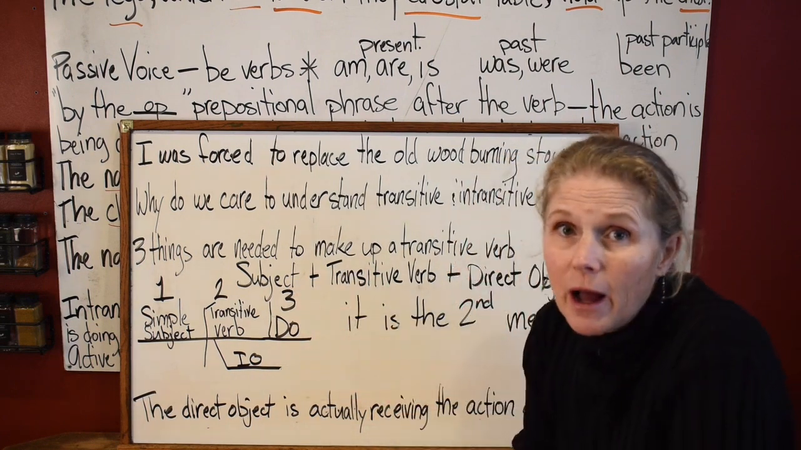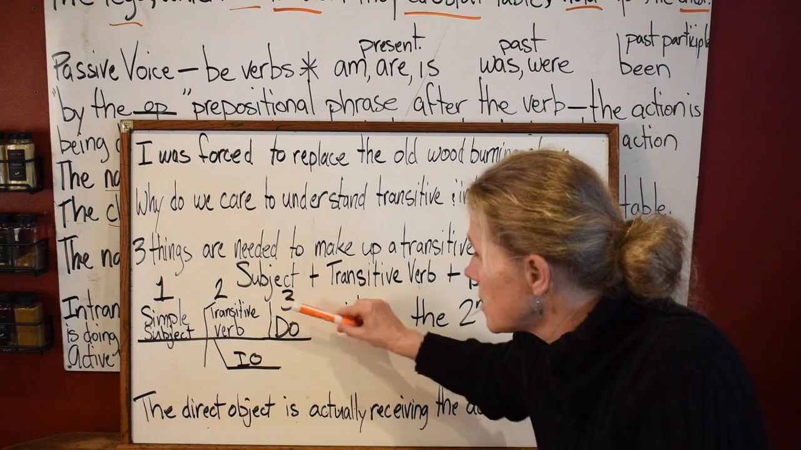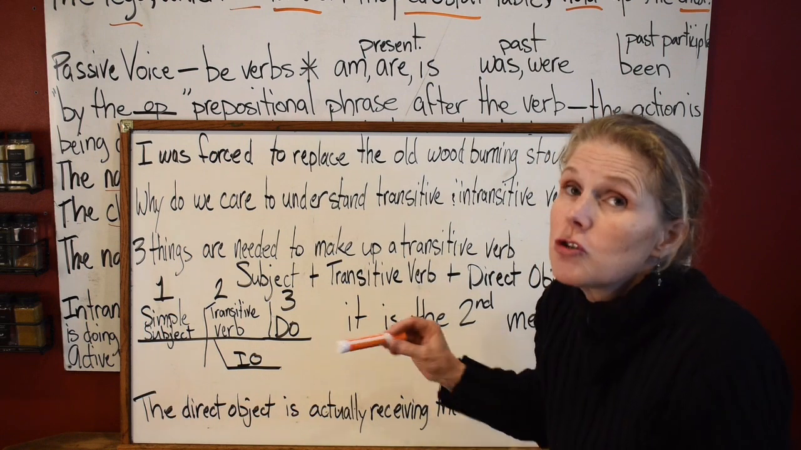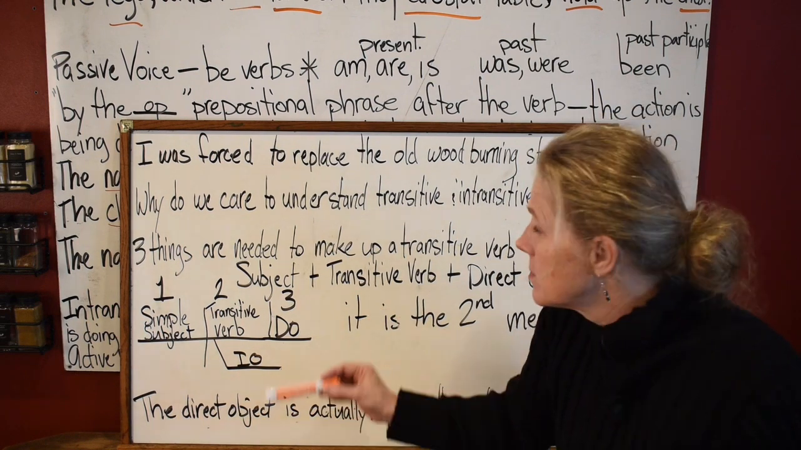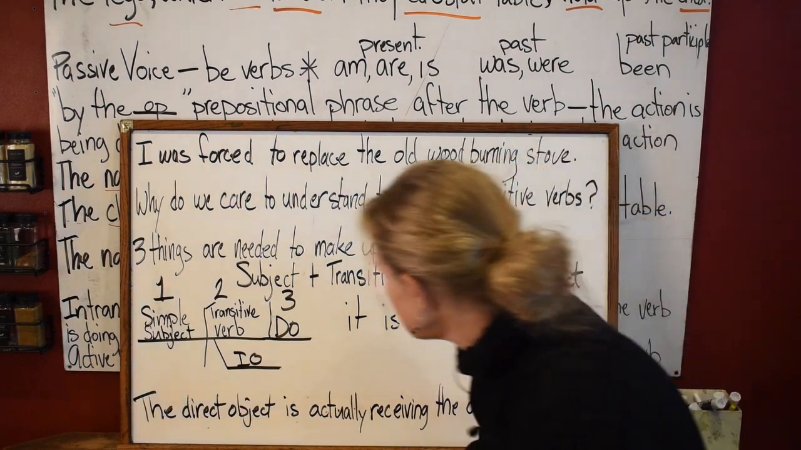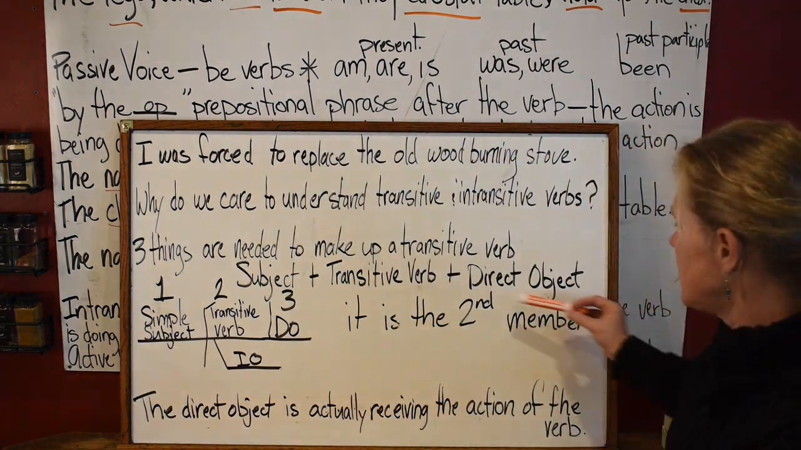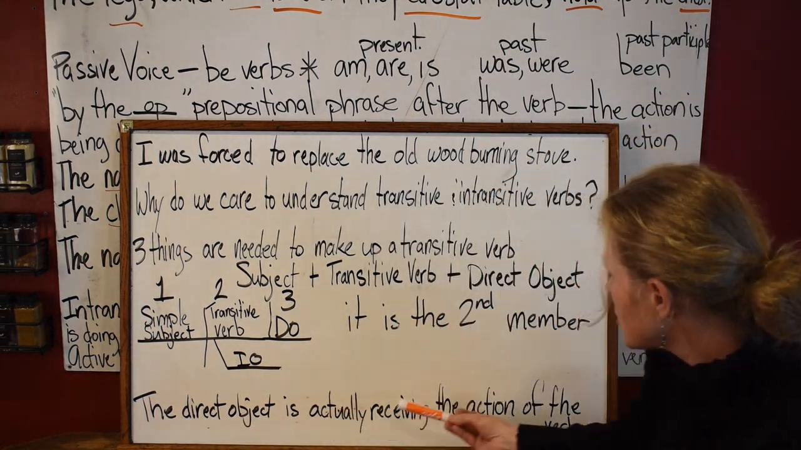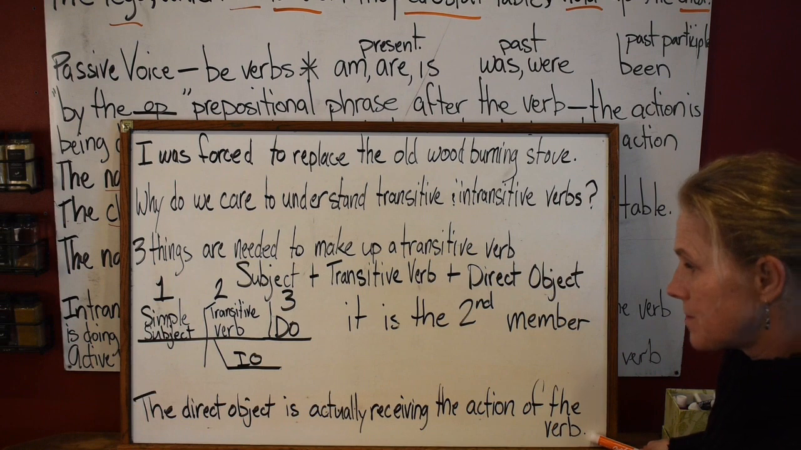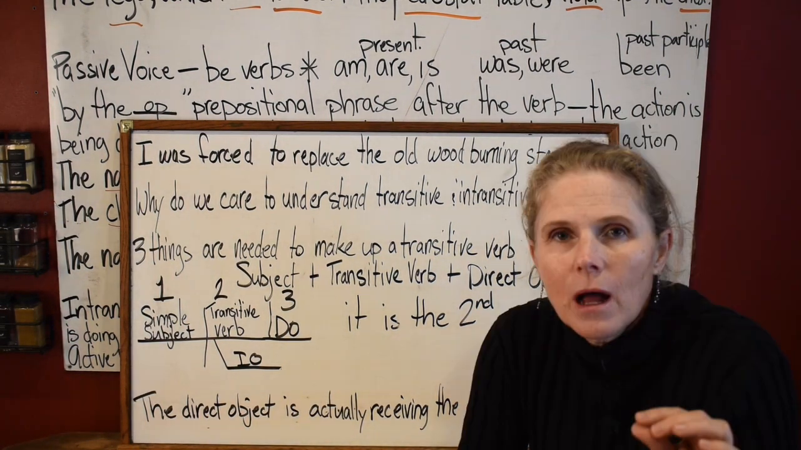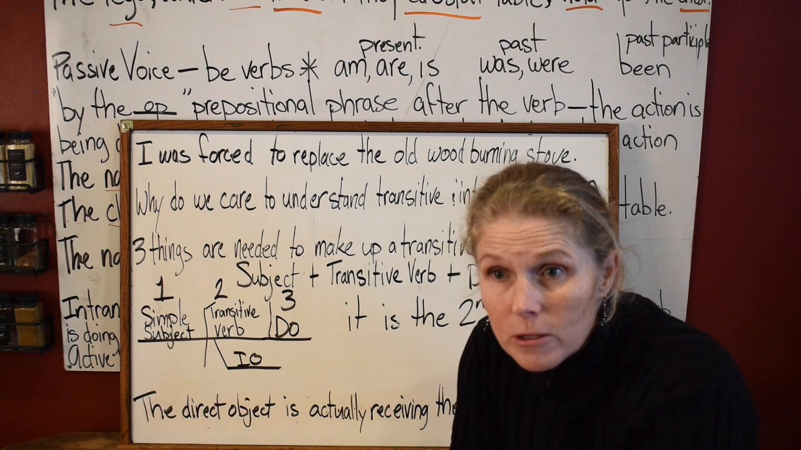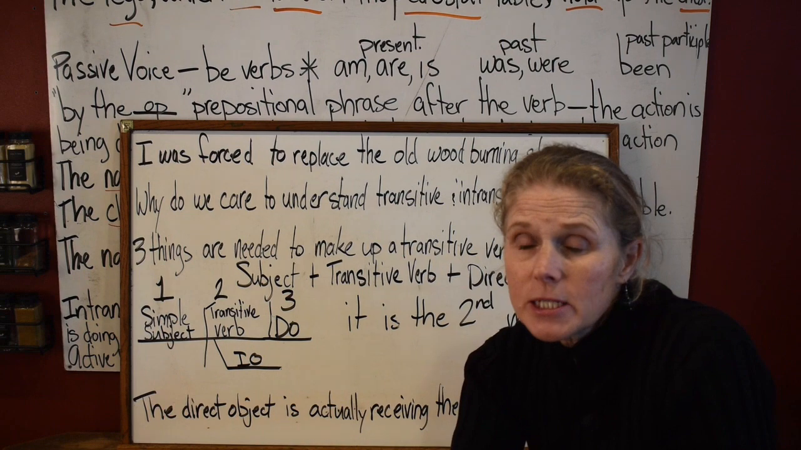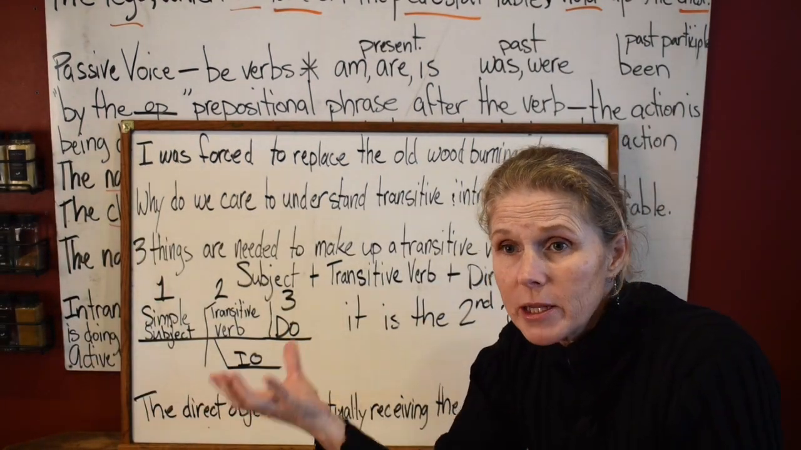So a lot of people I've seen say you need an object to have a transitive verb. But then you have your direct object. So no matter what, you have to have a direct object to have a transitive verb. So it is the second member right here of this. Now the direct object is actually receiving the action of the verb. Okay? So if I said, I kicked the ball, the direct object is actually receiving the action of the verb. Kicked, so if you see me kicking, the ball is receiving the action.